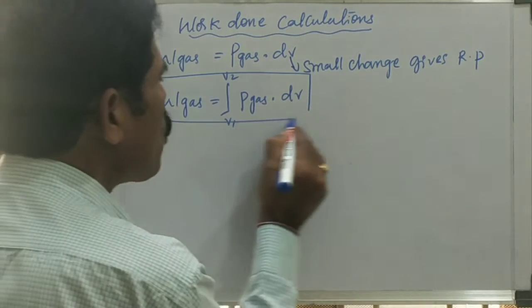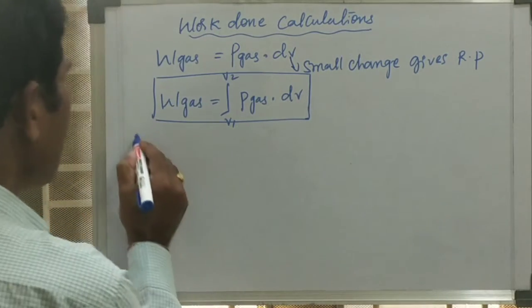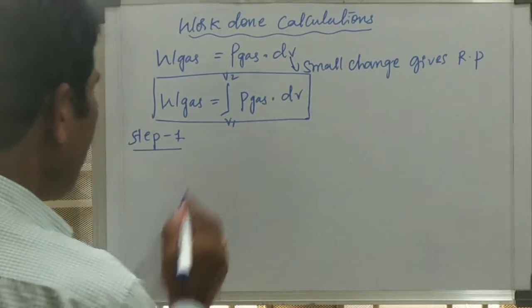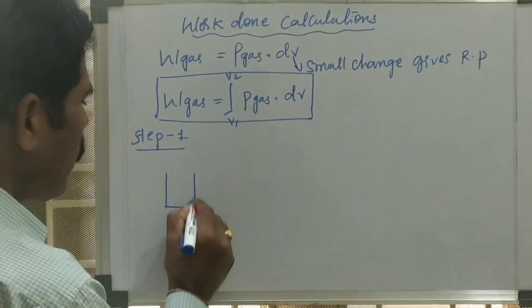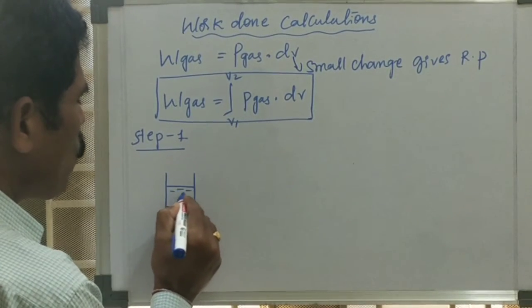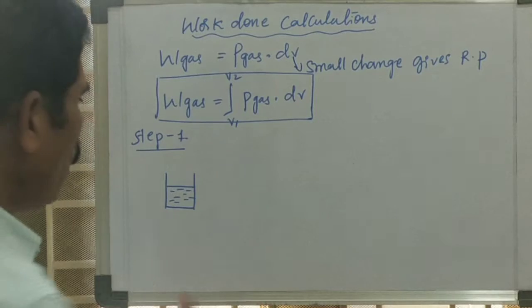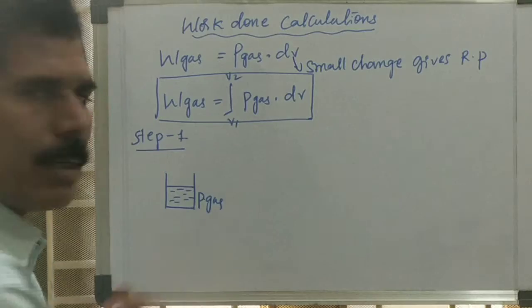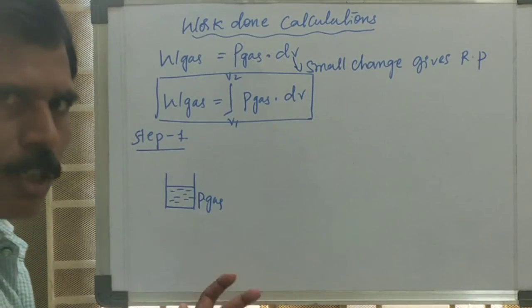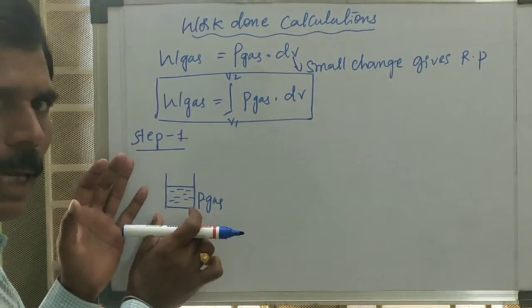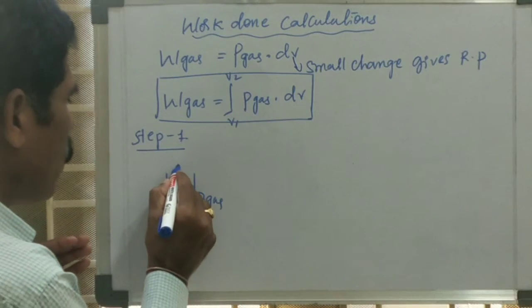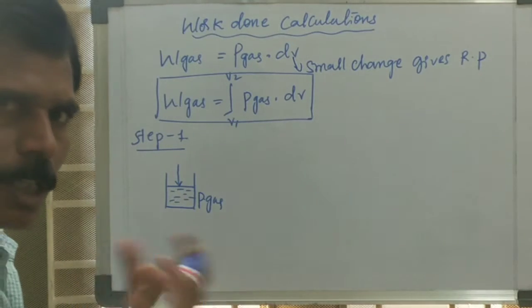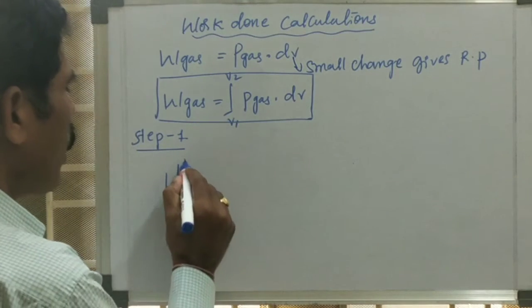is related to some steps. What are the steps? Step 1. Under this step 1, this is the cylinder. Up to here, the gas was filled, right? The gas has some pressure, and atmospheric pressure is also acting on the gas present in the cylinder. Atmospheric pressure is nothing but external pressure.